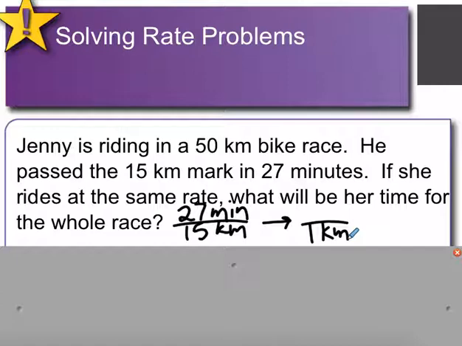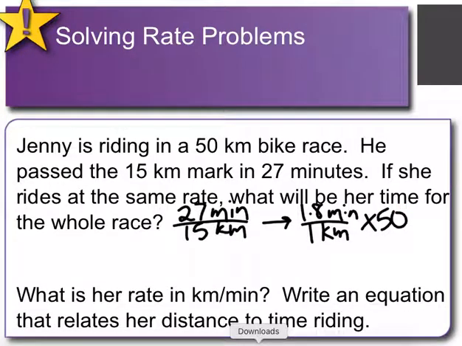So I do 27 divided by 15, and we end up seeing that it takes 1.8 minutes for every kilometer. Since this is a 50-kilometer race, I'm going to multiply by 50, and 50 times 1.8 gives us that she will be on this race for 90 minutes. Okay? That's one way to do it. The other way, we could figure out the other way around, just like we did in the earlier problem.